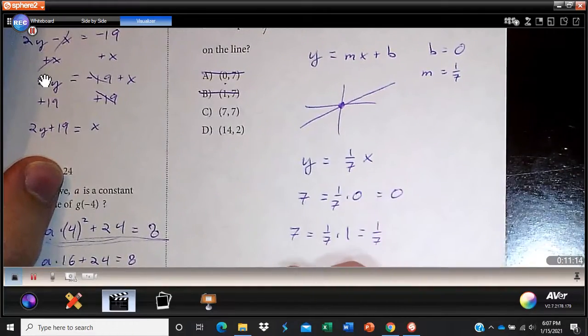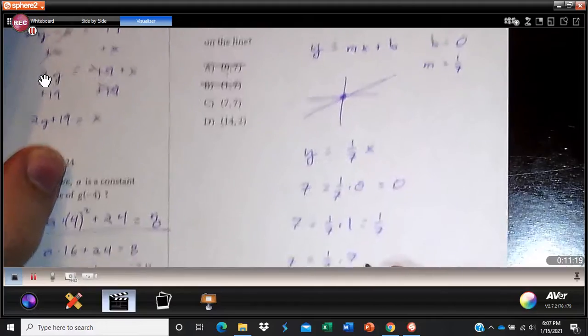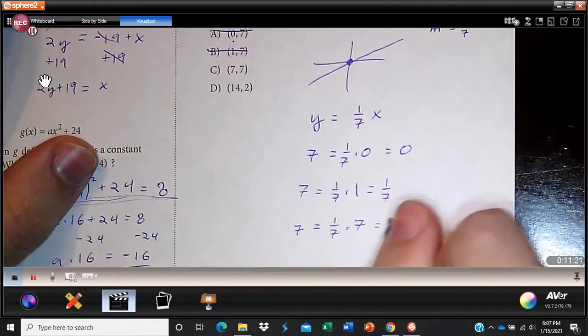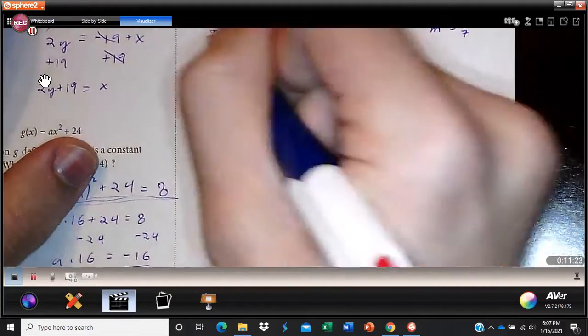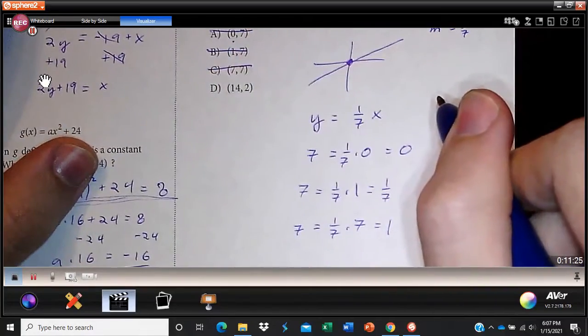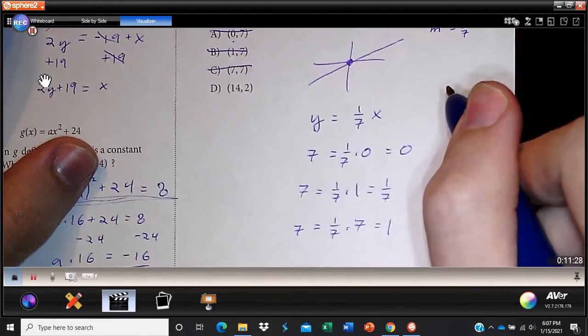So then let's just plug in the third one. So 7 is equal to 1/7 times 7. Oops. So 1/7 times 7 is 1. 7 is not equal to 1, which means it does not satisfy the condition of the line, which means it does not lie on the line.